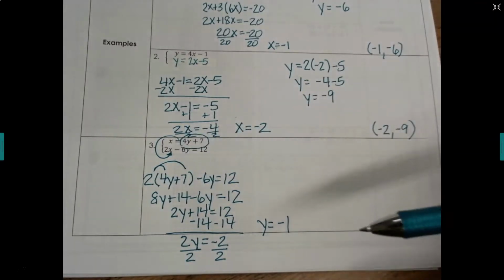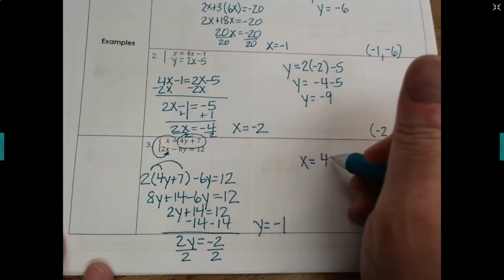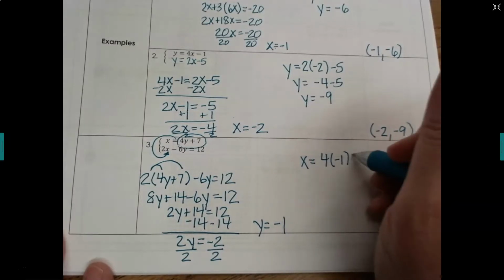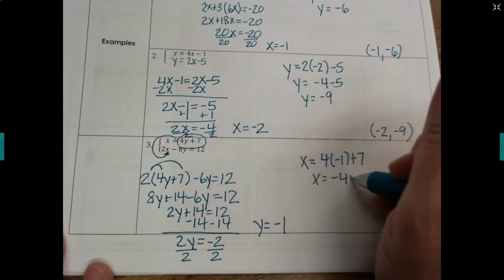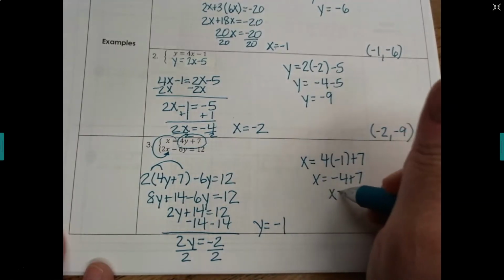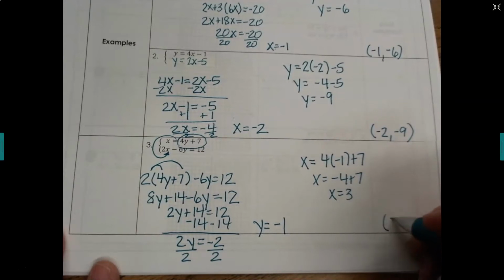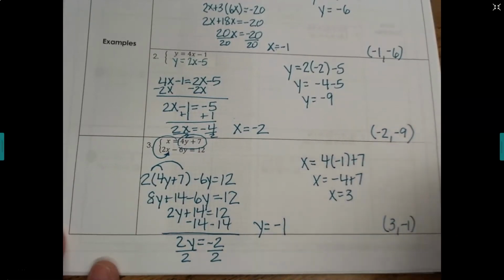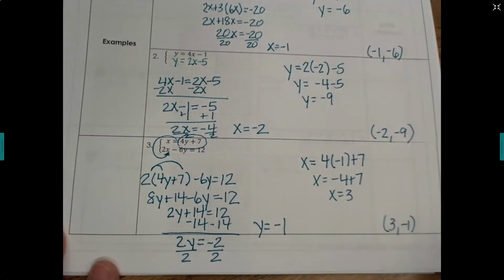I'm going to use the top equation because it's already solved for x, which is the variable I don't know right now. x is 4 times negative 1 plus 7. So x equals negative 4 plus 7. x equals 3. Make sure you write it in the same order, x comma y. And if we were to graph those two equations, they're going to cross at 3, negative 1. Hopefully that was helpful. See you in class.